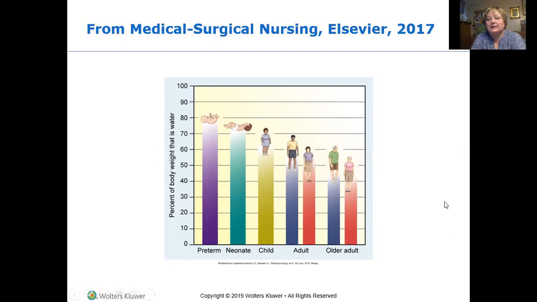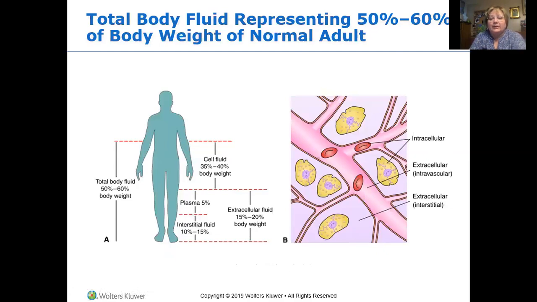This is a different picture, and it is showing you again where the fluid is within the body. Total body fluid is 50 to 60% of your body weight. Of that, 35 to 40% of your body weight is cellular fluid. 5% is plasma. 10 to 15% of your body weight is fluid within the tissues.